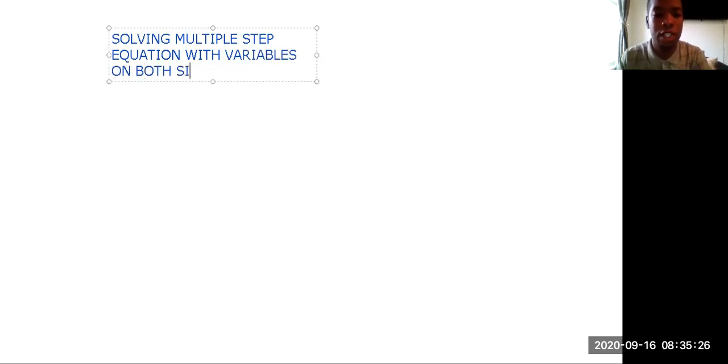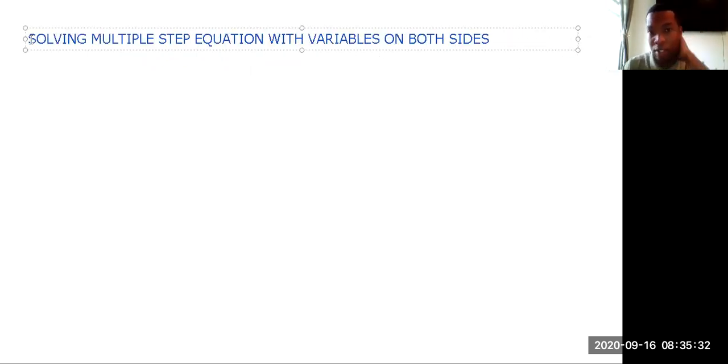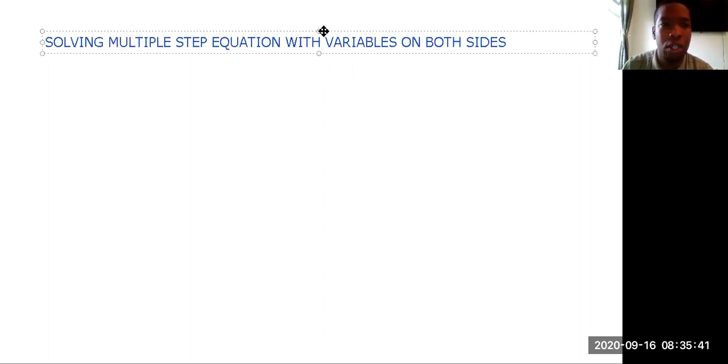on both sides. And when we say both sides, we're talking about both sides of the equation, the equal sign, all right? Because you know you have the equal sign, and then sometimes you have x on this side, sometimes you don't. So that's why we're going to look at those.